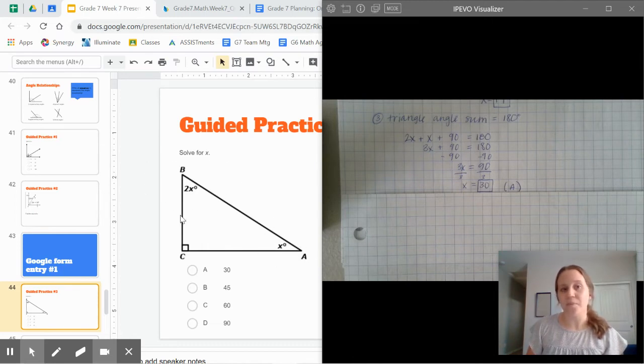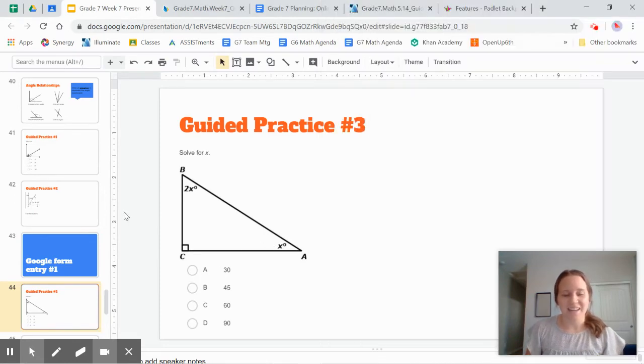What's the measure of angle B? Yes, 60, because 2 times 30 is 60. Awesome. The question's asking for the value of X, which we know is 30. That's answer choice A. Great work.